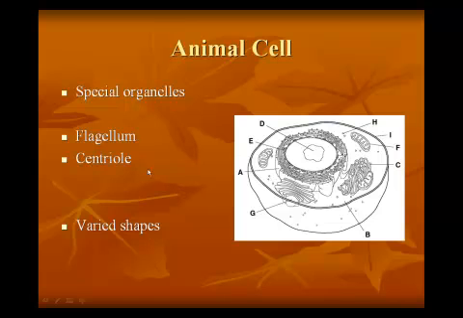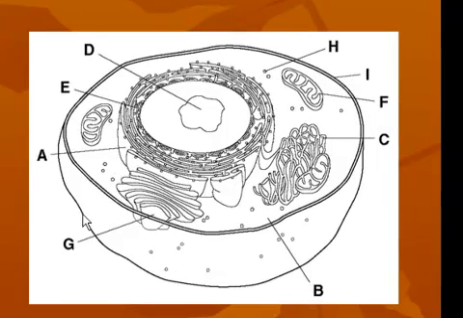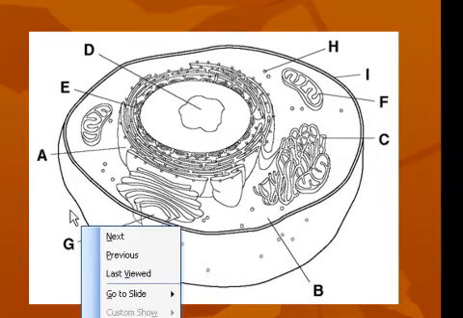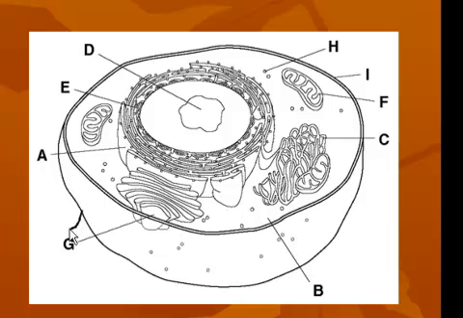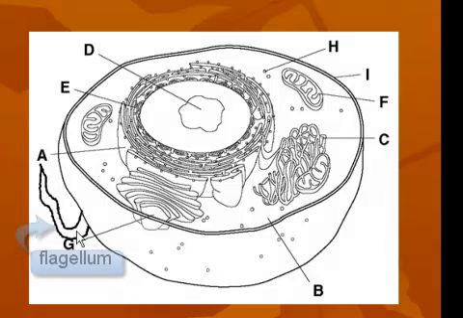Now in animal cells, there are just a few organelles that tend to be special just for animal cells. The first one is a flagellum. There's not one on this cell, so I'm going to draw it. A flagellum is almost like a tail that comes out from the cell, and it whips around and helps the cell to move. So this would be a flagellum right here.